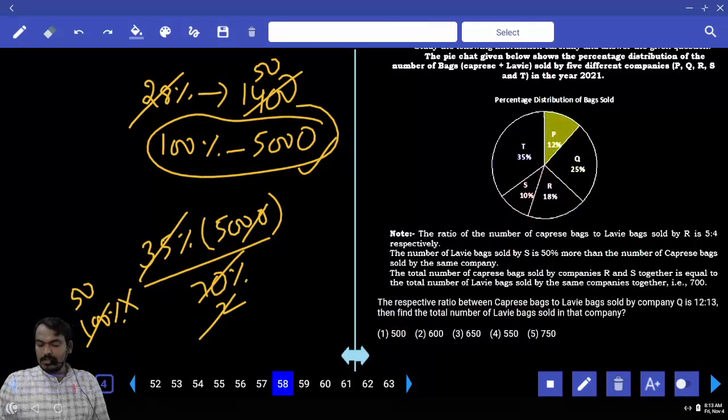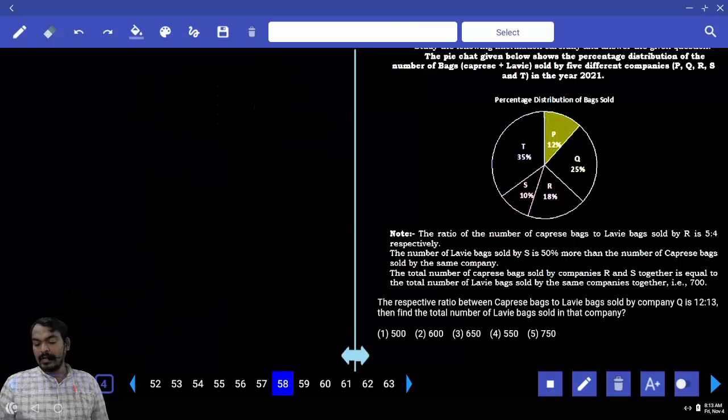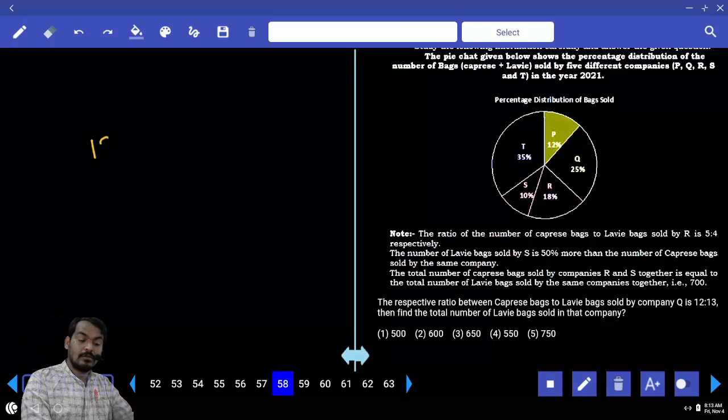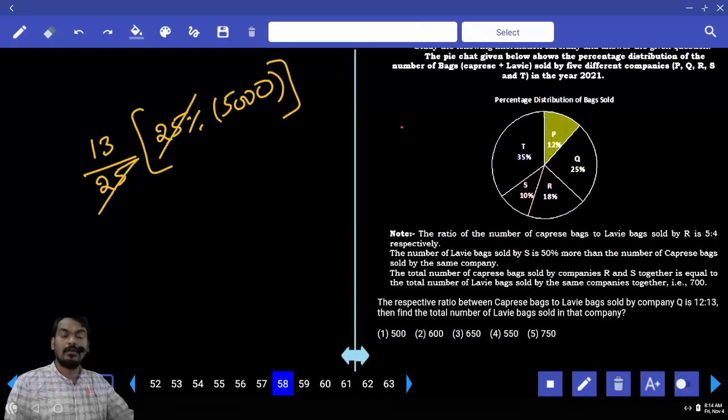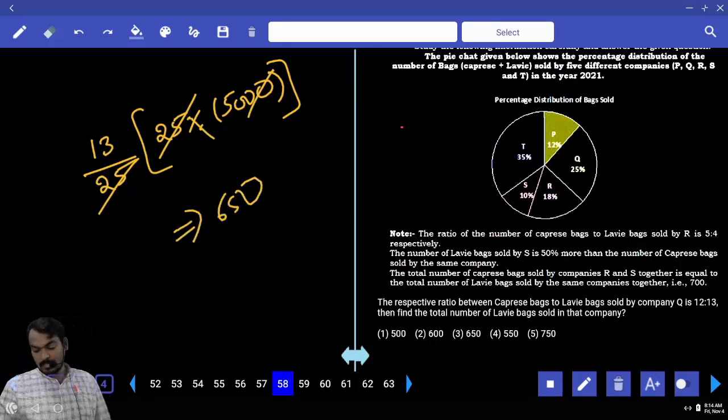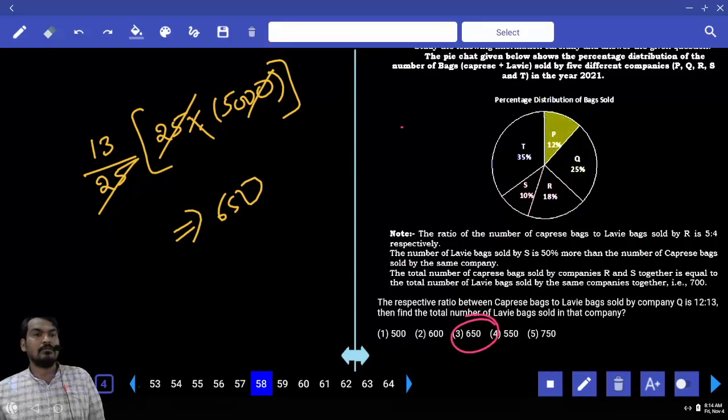The respective ratio of C bags to L bags sold by company Q is 12:13. Find the total number of L bags sold by that company. L is how many parts? 13 parts out of 25 parts. But Q's total is how much percent? 25%. 25% of which one? 5000. Yes or no? 25 and 25 cancel. The percentage's 2 zeros cancel. 13 into 50, 650.